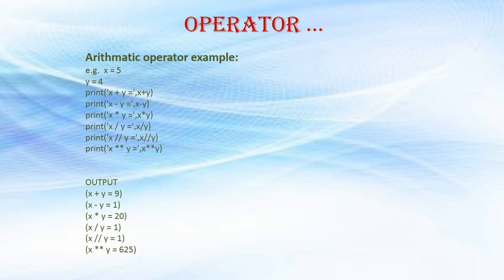Now see the output first, x + y =. Why is "x + y =" written like this? Because it was written in inverted commas. Then comma, x + y: the value of x is 5 and the value of y is 4, so 5 plus 4 is 9. So the output is x + y = 9. Whatever you want to print as it is, you have to write in inverted commas, and if you want to hold the value, then you don't write it in inverted commas. Rest are also examples of arithmetic operators.